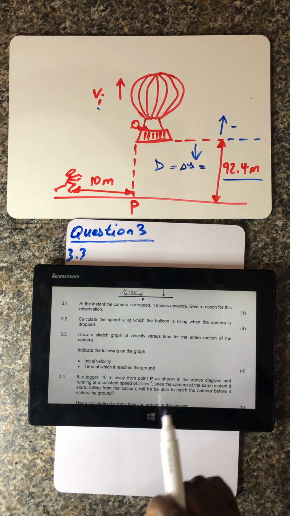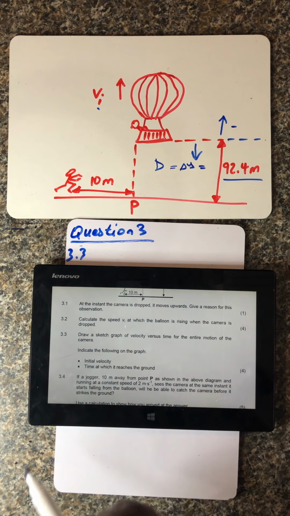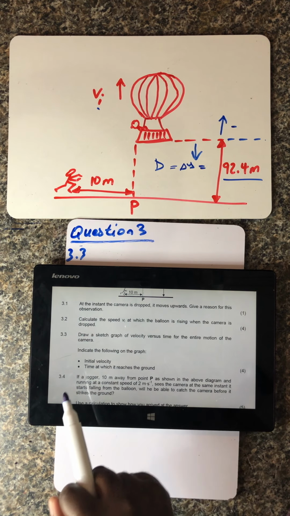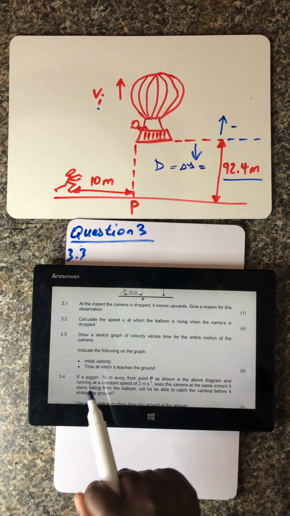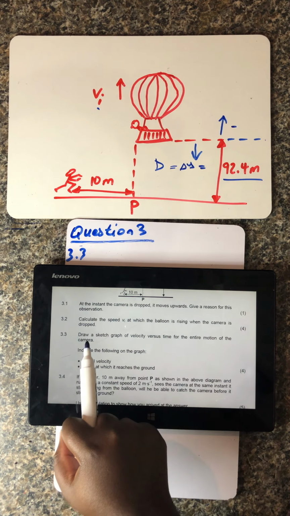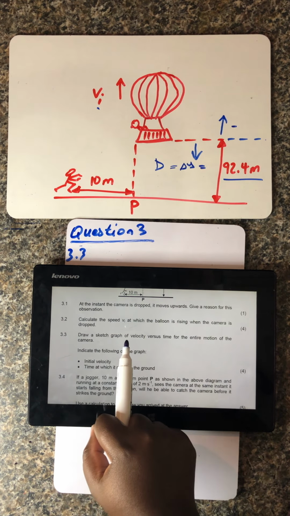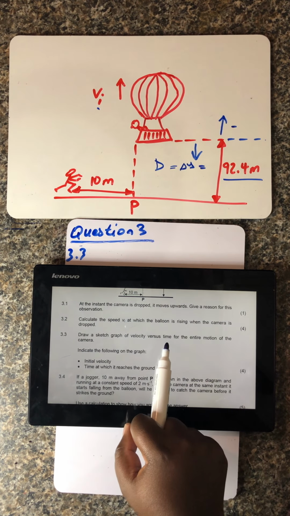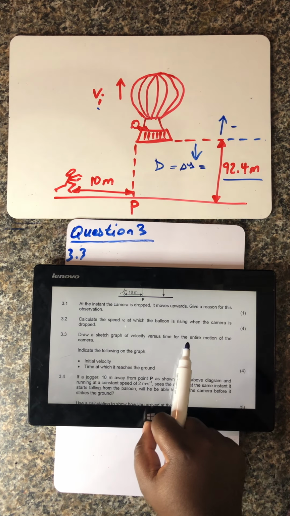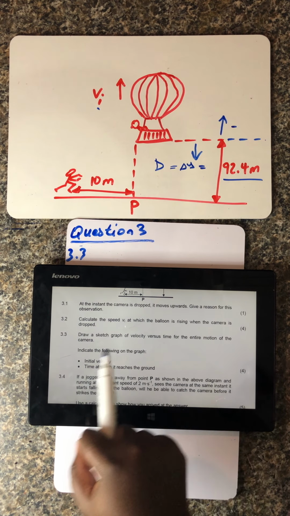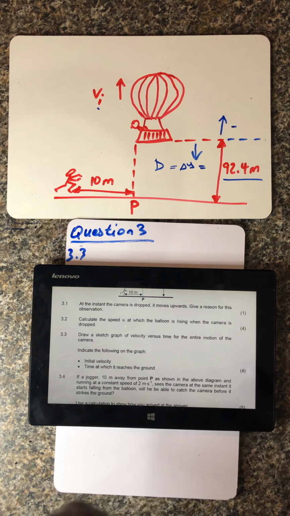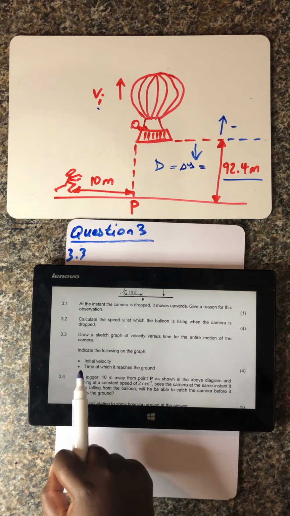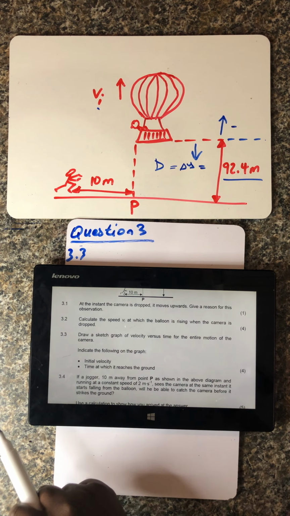Okay, so in this case, they just want you to draw a sketch. I'll just read the question for the last time, and then from there we'll try to draw that sketch. They say draw a sketch graph of velocity versus time for the entire motion of the camera. Indicate the following on the graph. Very much important, ladies and gentlemen. Indicate the following: initial velocity, time at which it reaches the ground.